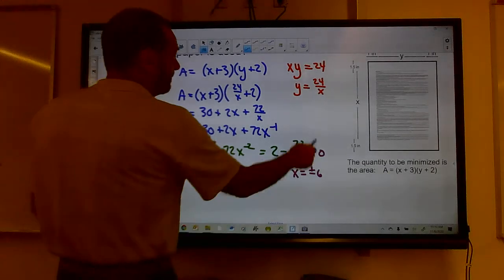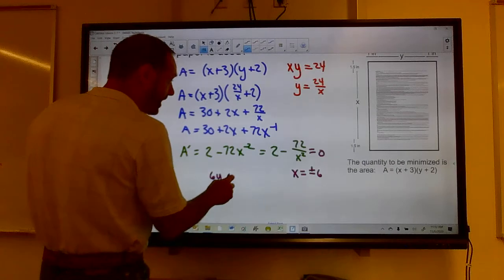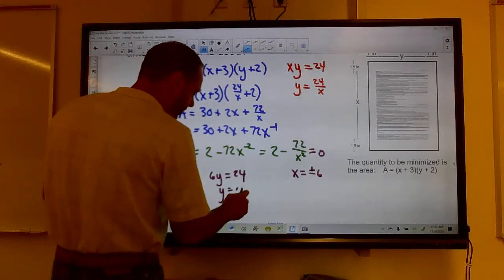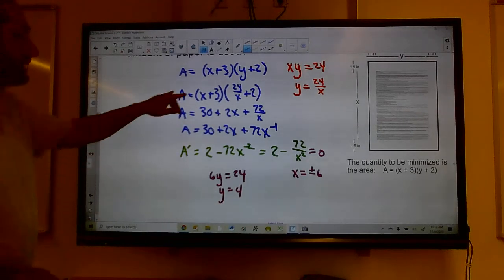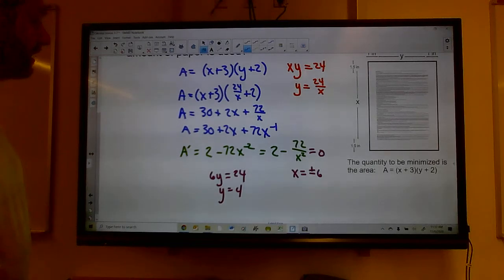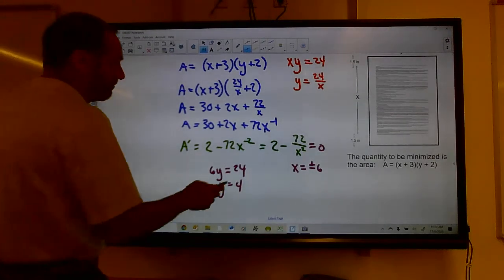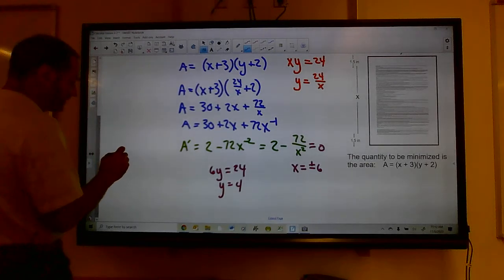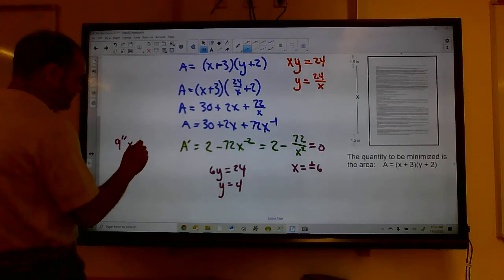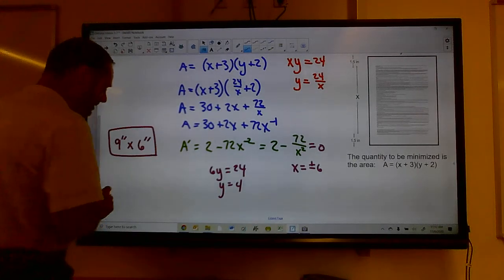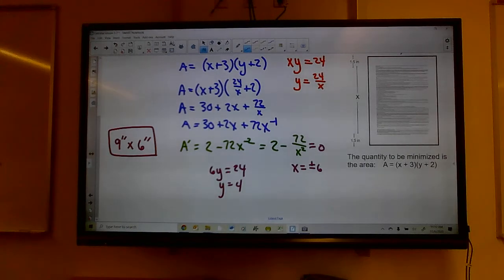And if I take the 6 and I plug it into here, I get 6y equals 24, and so y would be 4. Now, be careful that you don't put down 6 and 4 as your answer, because remember, the dimensions of the page are x plus 3 and y plus 2. So if my x is 6, 6 plus 3 is 9, so my page is going to be 9 inches by 4 plus 2 is going to be 6 inches. And that's going to be the area that's going to minimize that amount of paper. Okay. Let's go on to example 4.